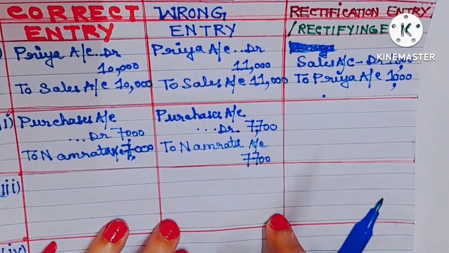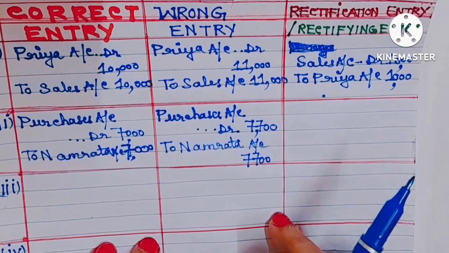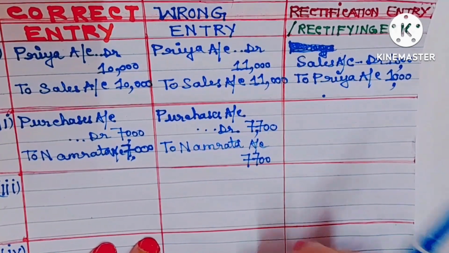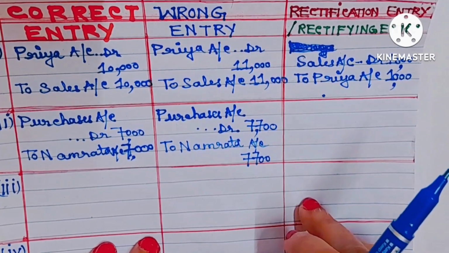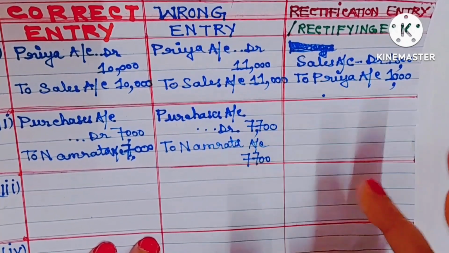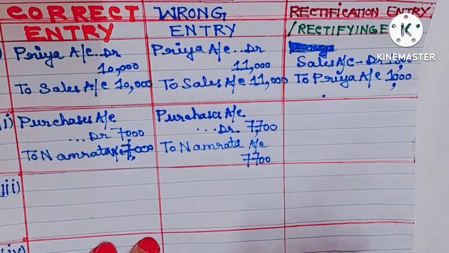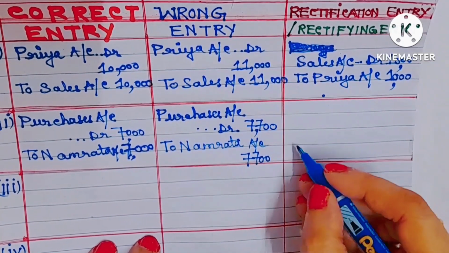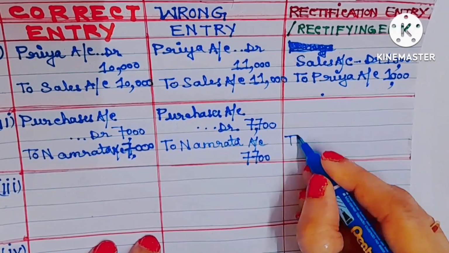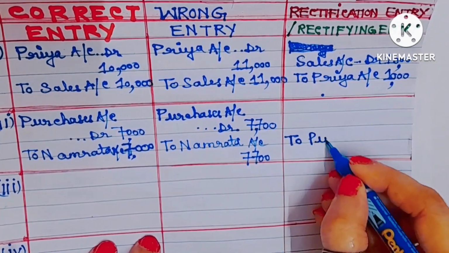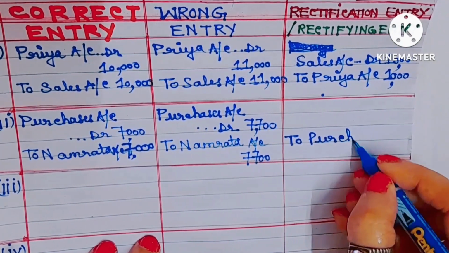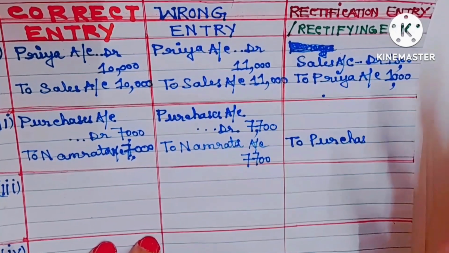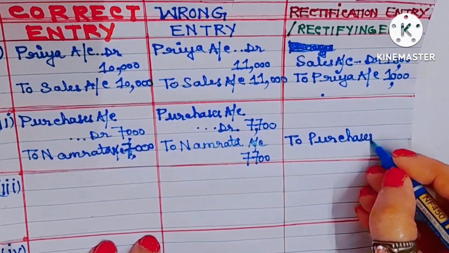So what is our job? Our job is to decrease this 700 to rectify the wrong entry. So how to decrease this amount? I have already told you, reverse the entry with the differential amount. Since purchases account is on the debit side, write purchases account on the credit side, to purchases account. Pass the reverse entry with the differential amount.